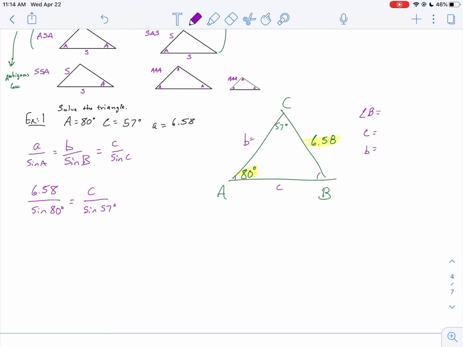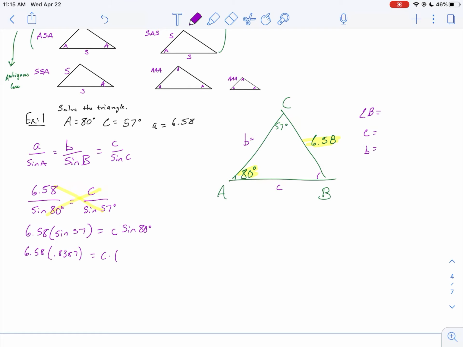All right, so when I solve this, probably most of you are comfortable doing this, but I'm going to do a cross multiply and divide here. So I'm going to take 6.58 times the sine of 57, and I know that's equal to C times the sine of 80. Now, if you want, you can type these in the calculator at this point. It's kind of up to you. I'll do it on this one, then I'll show you the way that I think is easier. Sine of 57 we can find as 0.8387.